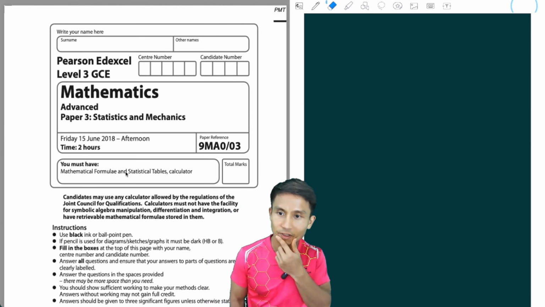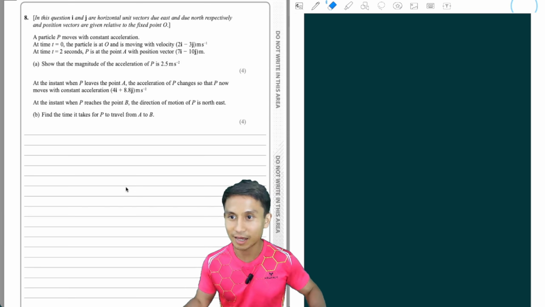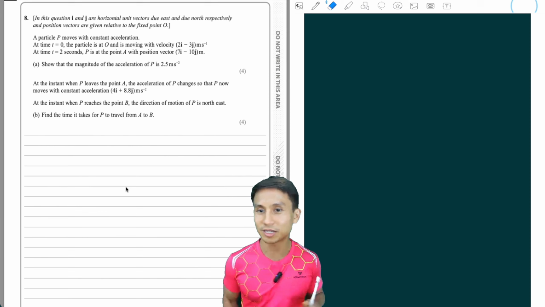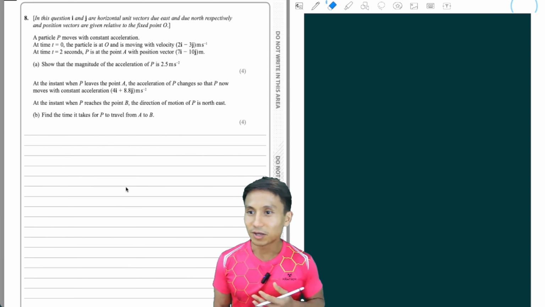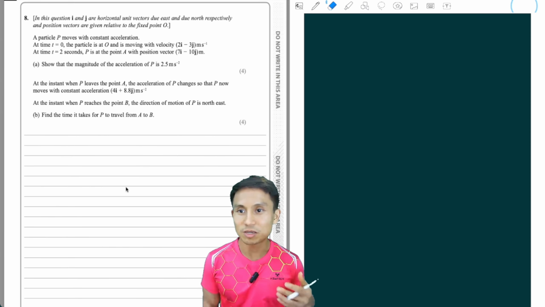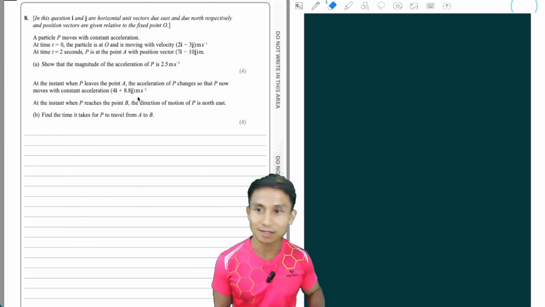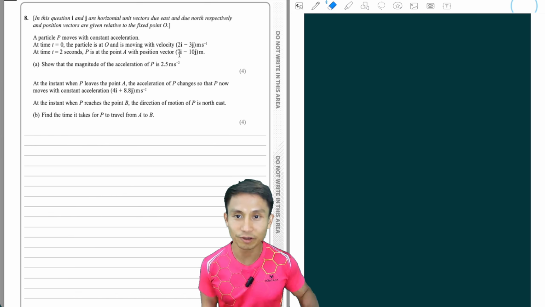Okay, here is the first year, 2018. And the first question that should be interesting is question 8. So it's about vectors here. A particle P moves with a constant acceleration. At time t equals 0, the particle is at the origin and is moving with a velocity. At time 2 seconds, P is at the point A.